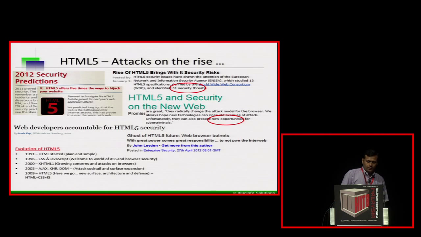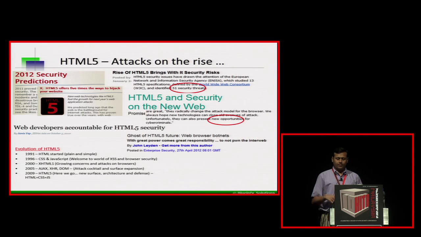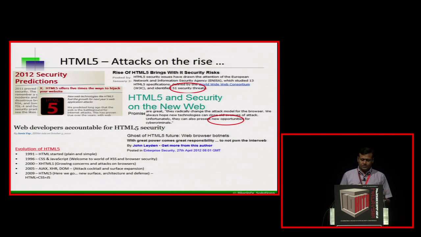If we read some of the news articles out there right now, some predictions say that HTML5 offers multiple ways of hijacking your websites. There is very interesting research published by ENISA, where they took around 13 HTML5 specifications, threat modeled them, and found around 51 security opportunities, vulnerabilities, or weaknesses. So that's interesting: HTML5 is giving new opportunities to cyber criminals as well.